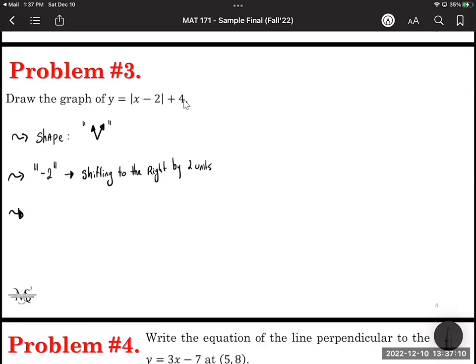Now let's tackle the plus 4. The plus 4 is on the outside of the absolute value. So what does the plus 4 tell us? Yeah, it goes up by 4. That's right, it goes up by 4. So we shift up 4 units.